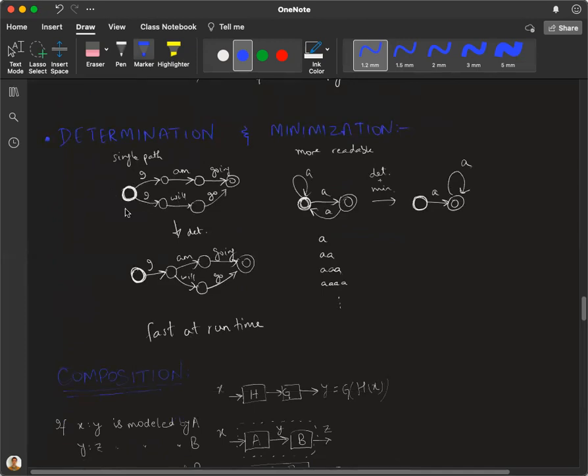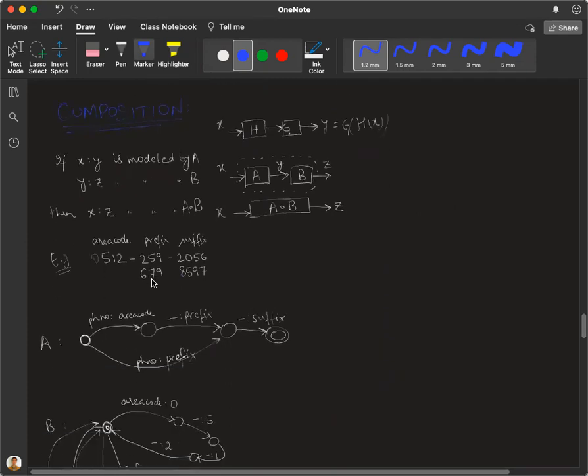Determination means from each state, if you get an input, then only a single path is possible. Like this is non-deterministic, because if you are in this state and you see the input I, then you don't know which one to go. So basically you have to send your tokens down both the paths. So this is a non-deterministic FSM, whereas in a deterministic FSM like this, you will have only a single path to be taken. So when you see I, then there is only one arc which accepts I as the input.